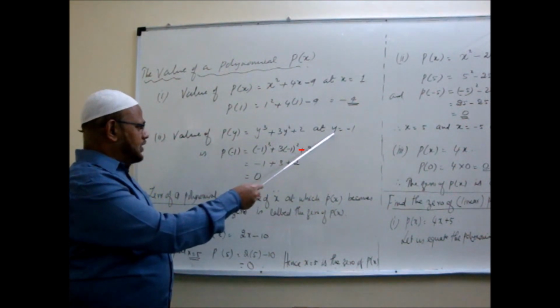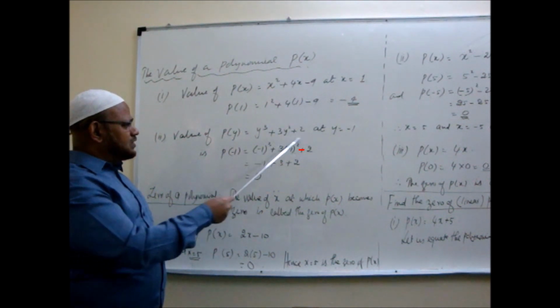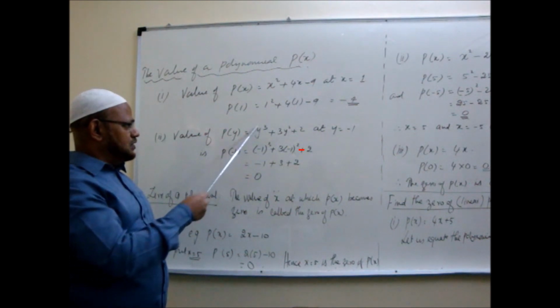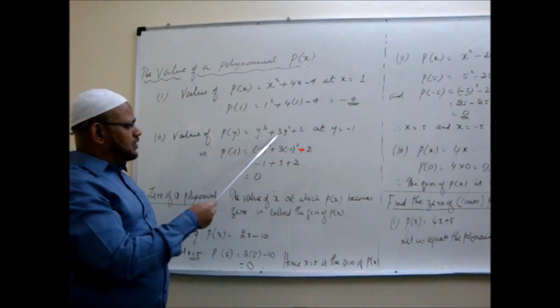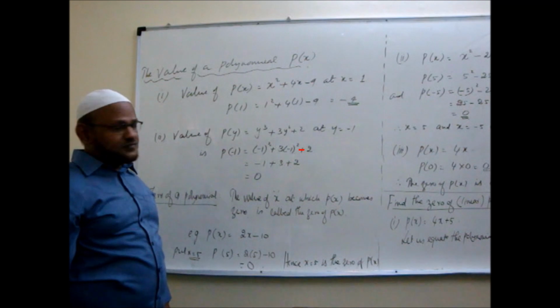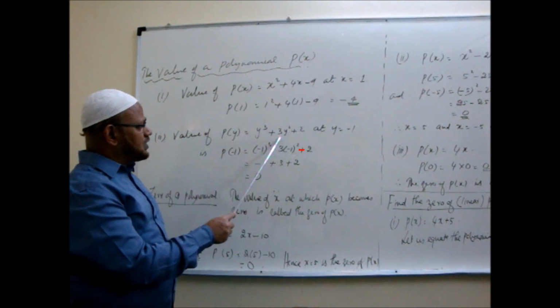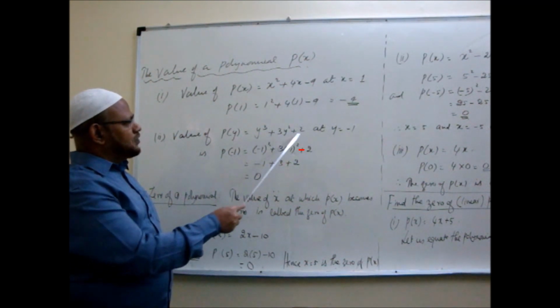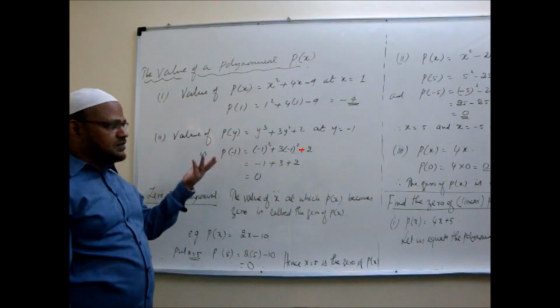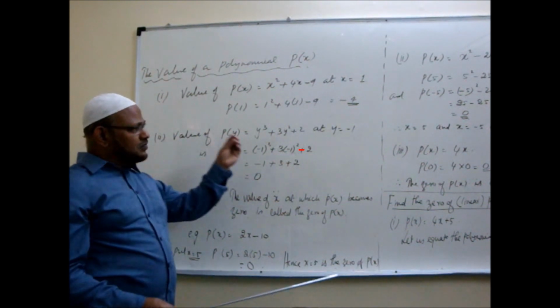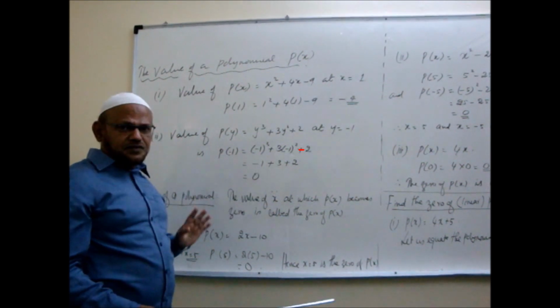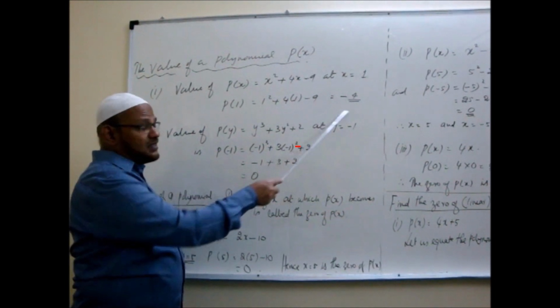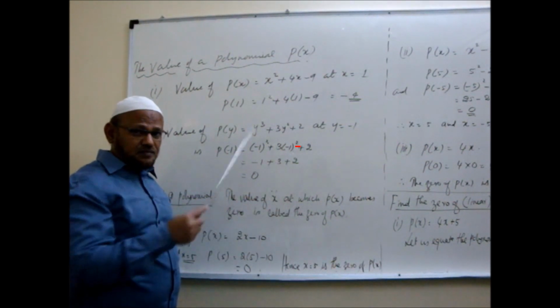If you substitute y is equal to 1, I won't get 0. I will get 1 plus 3 plus 2 plus 7, that is 1 plus 3 is 4, plus 2 is 6. So it's not 0. But y is equal to minus 1, when I put it, it becomes 0. So y is equal to minus 1 is the 0 of the polynomial.